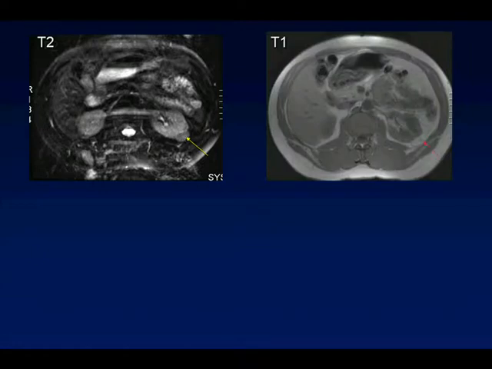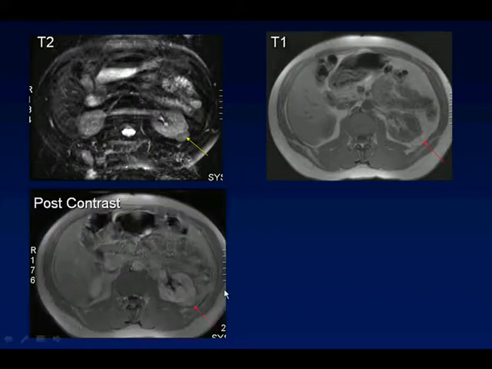And on T1, it's not a simple cyst because it's bright on T1, so you're thinking, is this a hemorrhagic cyst or a cyst with proteinaceous fluid? When you give contrast, it's hard to say if this cyst enhances because it was bright to begin with. And that can be a dilemma when you're dealing with lesions that are bright to begin with on T1. You give the contrast, is it enhancing or not?